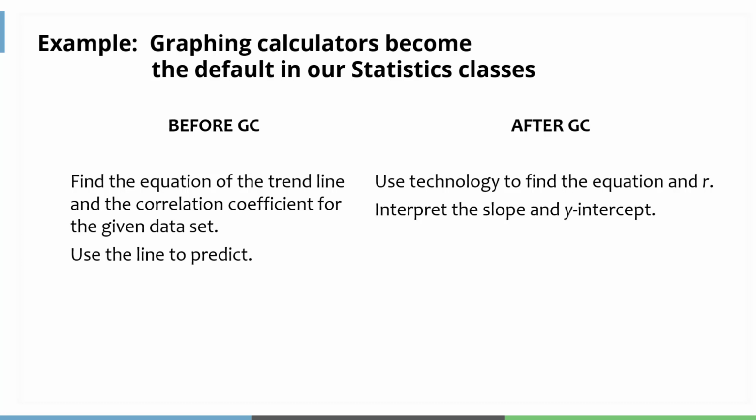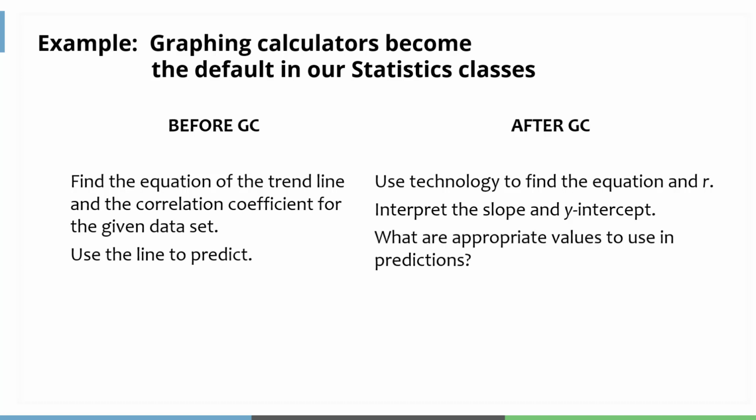So the next step is, what does it mean? We'd ask things like, interpret the slope, interpret the y-intercept. That wasn't something that we spent that much time on before because we really didn't have that much time. It took them so long just to even get the equation. Now they have it quickly. So what do we want to do with it? Well, we want to go deeper in our understanding.